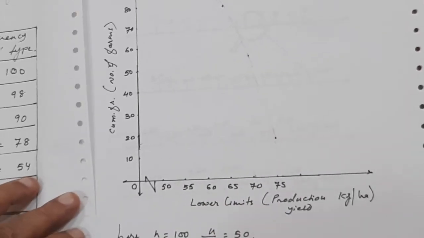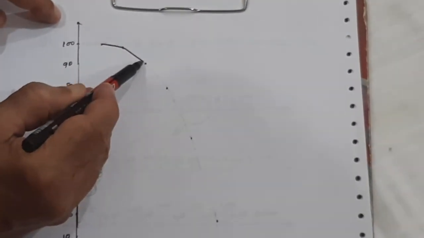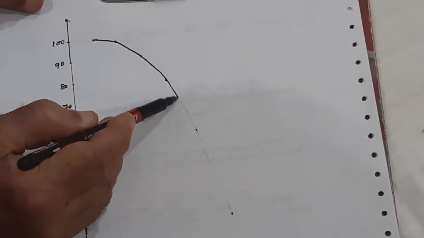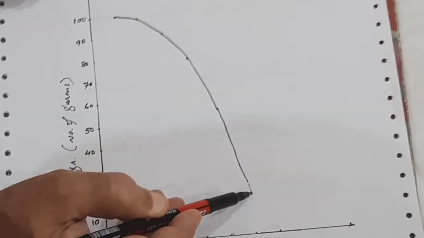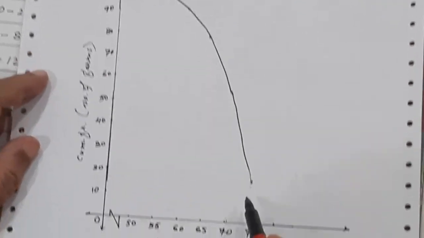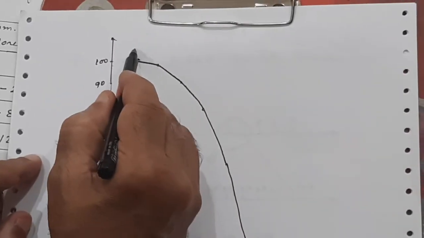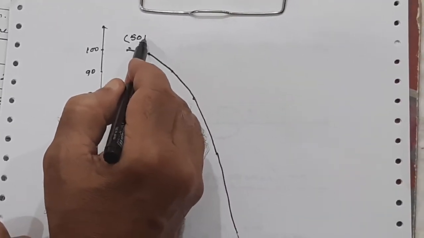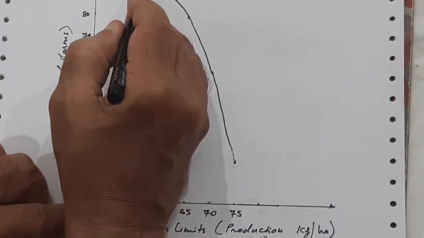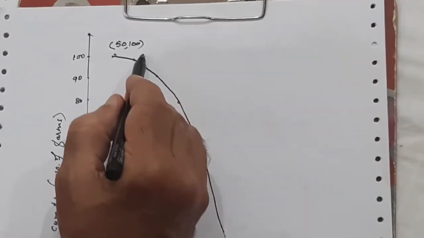Now you have to join these points by a curve. Start from 100 and join all these dots. Just a freehand drawing should be there. Now if you want, you can show the points. So this is 50, 100. No need to show, but if you want to show, you can.